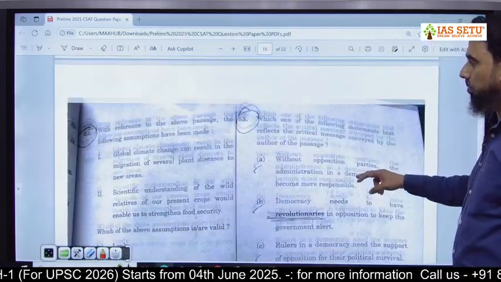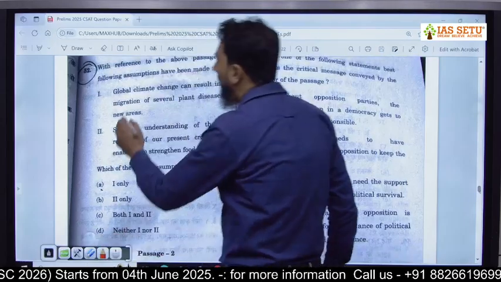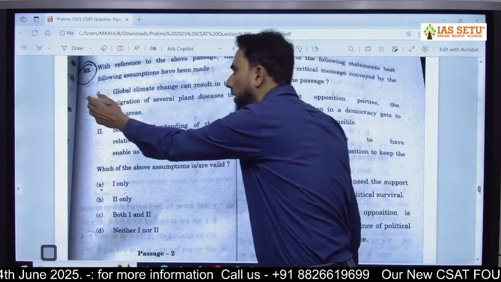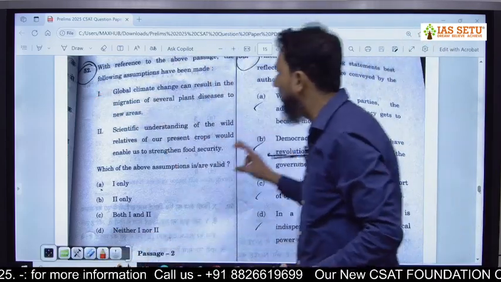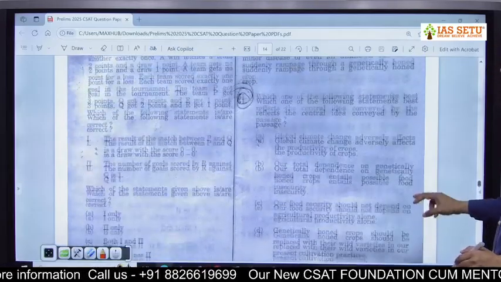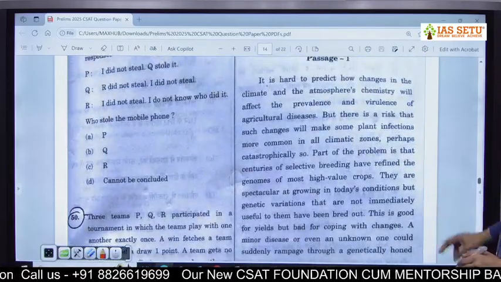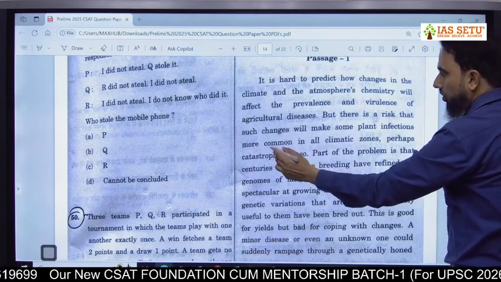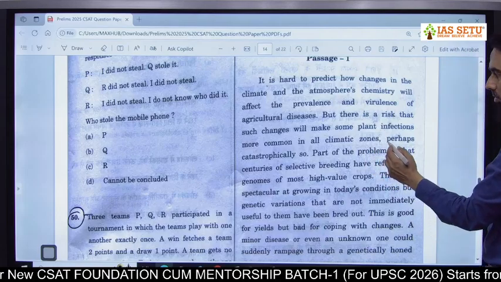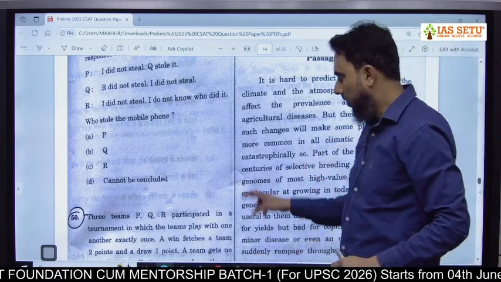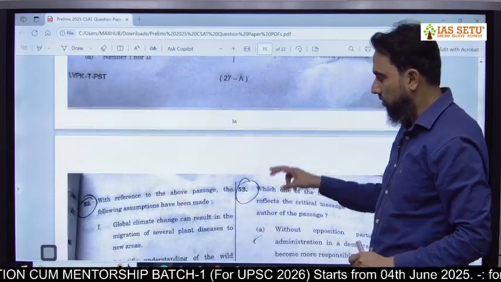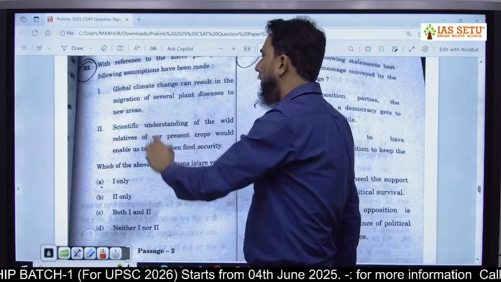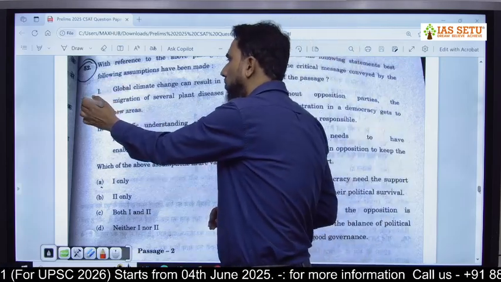Next question is assumption based on the same passage. Global climate change can result in the migration of several plant diseases to new areas. Yes, absolutely correct. As for the data support, the first statement, you see here, there is a risk that such changes will make some plant infections more common in all climatic zones, right? Perhaps catastrophically so. So there is this chance which supports this first statement, that global climate change can result in the migration of several plant diseases to new areas, because certain plants in all climatic zones will be affected.